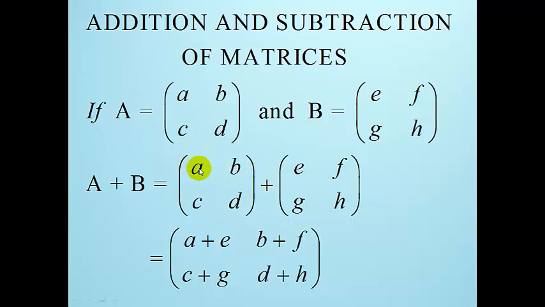So the first element is added to the first element here. The second element is added to the second element here. The third element is added to the third element here. And the fourth element is added to the fourth element here. So A plus B will be equal to A plus E, B plus F, C plus G, and D plus H. So that is how we add matrices together. We add the corresponding entries.